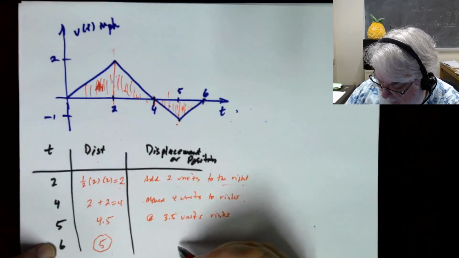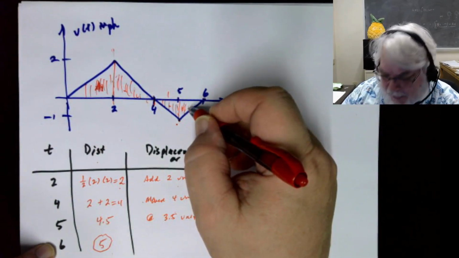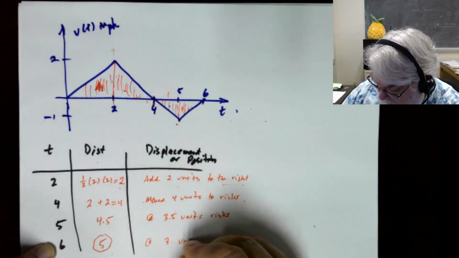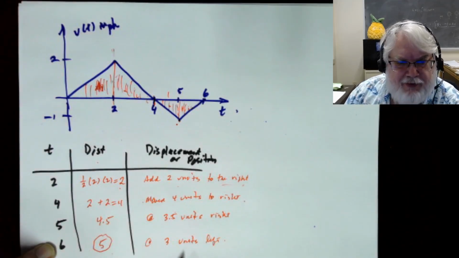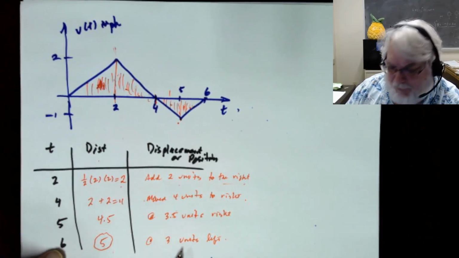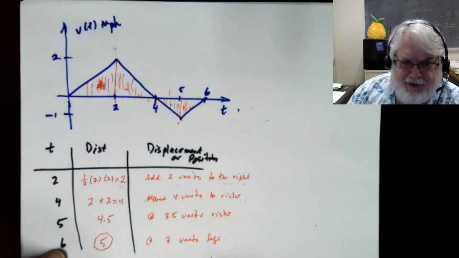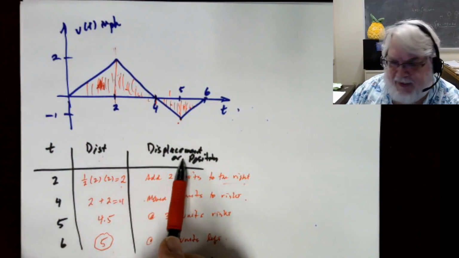And then finally, the last point here, I've moved another 1/2 unit to the left, and so therefore we are at 3 units right. Okay, now we have to be careful here because we don't know where we started, and we're going to talk about that in just a second. But this is the difference between distance traveled and displacement.